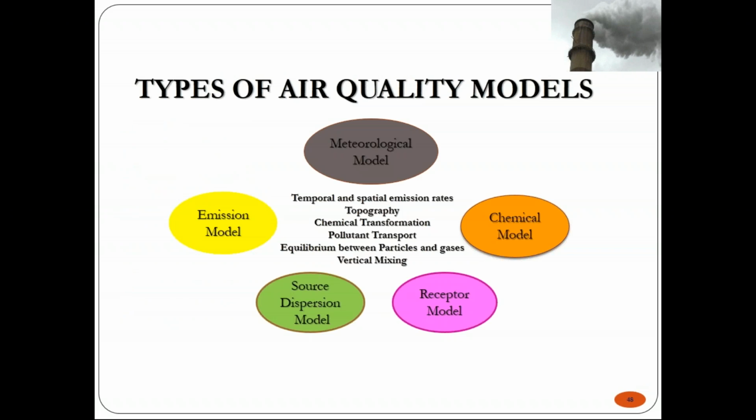Some models are there. These are air models related to the graphical representation of your concentration, or we can say the actual calculation of the resultant concentration. So here, types of models are there: meteorological model, emission model, source dispersion model, receptor model, and chemical model. These models depend on chemical transformation, pollutant transport, equilibrium between the particles and gases, and also on vertical mixing and the temporal and spatial emission rate from the source or from the stack.